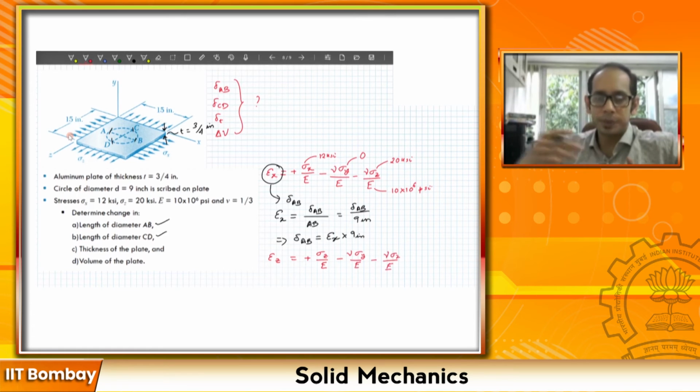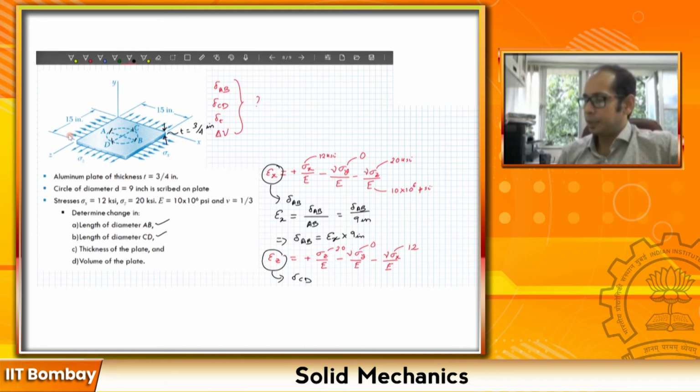So once you again substitute these, where this one is 0, this will be your sigma x, not sigma z. You are given your sigma x as 12 and sigma z as 20 ksi, right? You can calculate this quantity, and this will again help you get your delta CD, right?